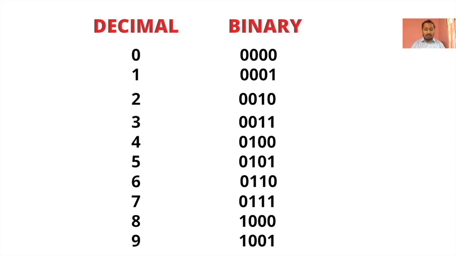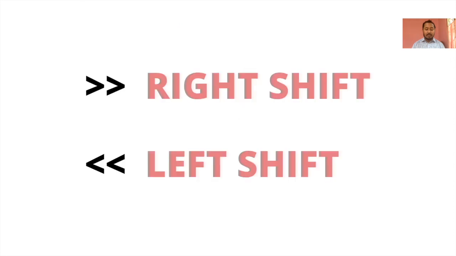The binary number system uses zeros and ones to represent a number. For example, decimal number 6 in binary number system is represented as 0110. These are right shift and left shift operators. Right shift operator removes the rightmost bit from a decimal number binary representation.